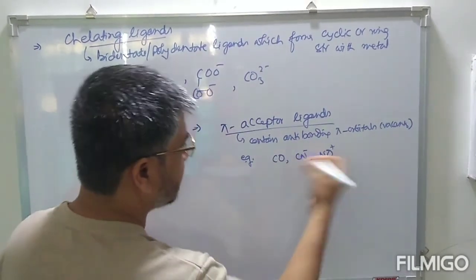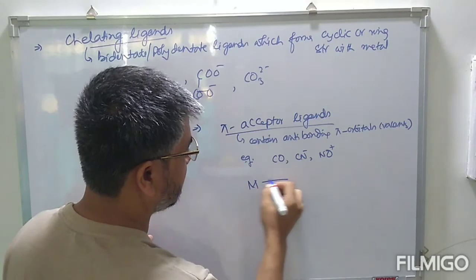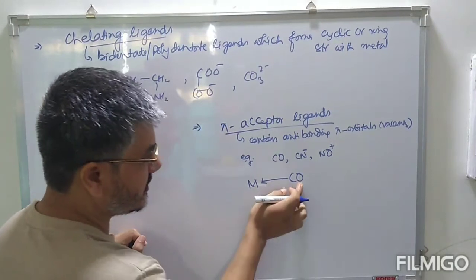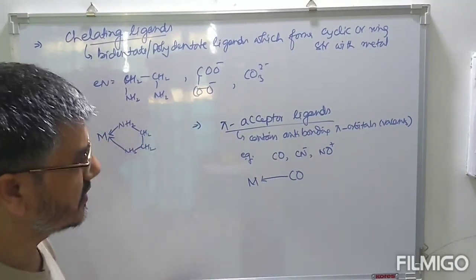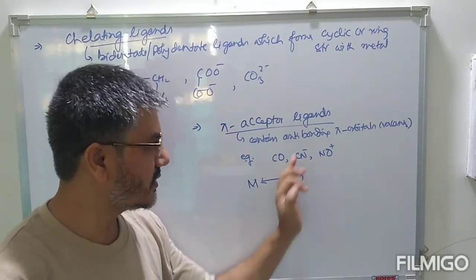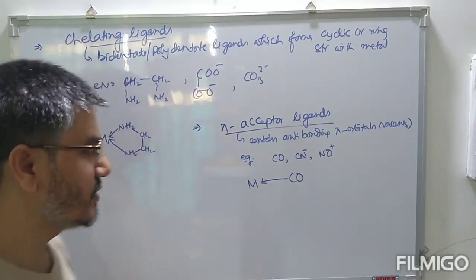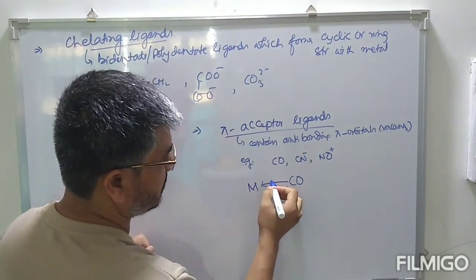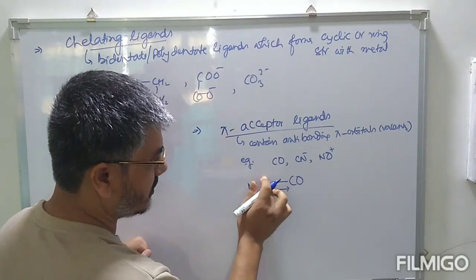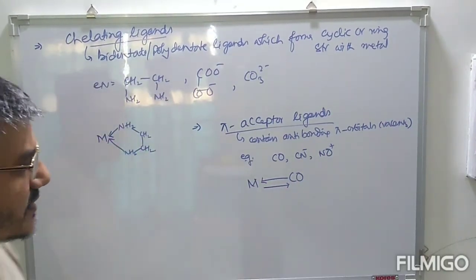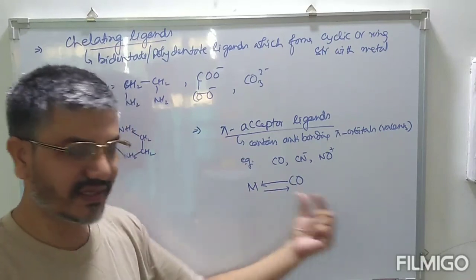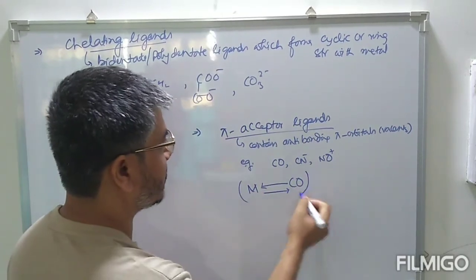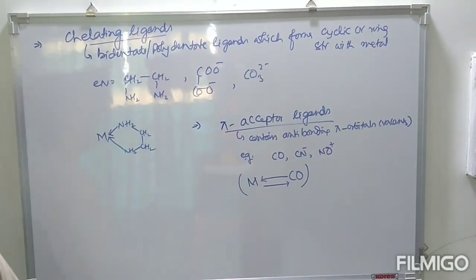When these ligands form a bond with the metal, first the ligand acts as a donor partner, and simultaneously these ligands also contain unoccupied anti-bonding pi orbitals. So these can also accept electron density from the metal. So this is donor, this is acceptor. In both these cases, both ligand and metal are acting as donor as well as acceptor partner. So these types of ligands are what we call pi acceptor ligands.